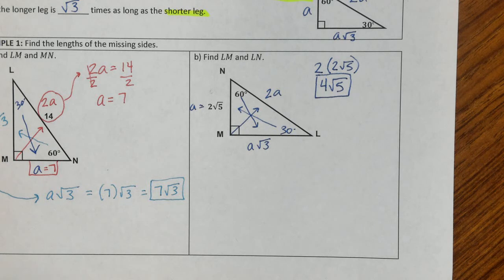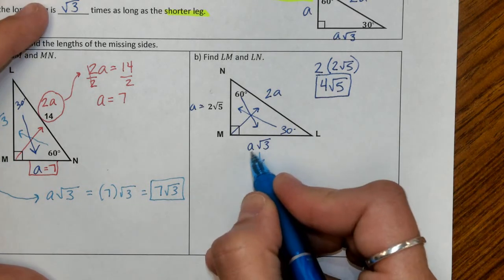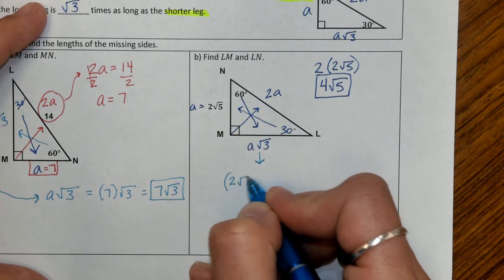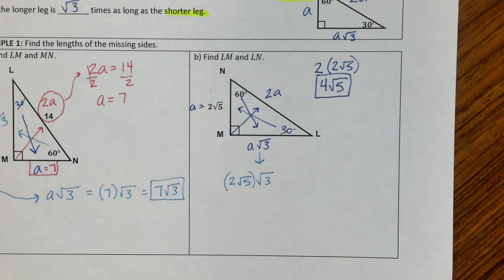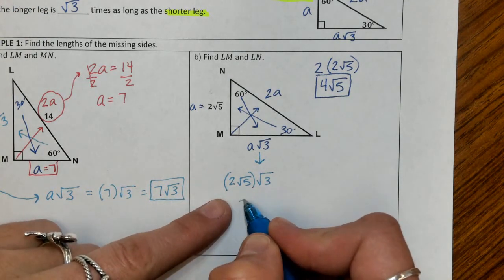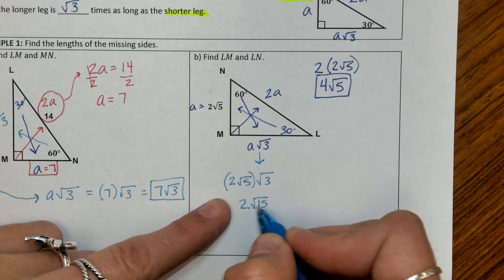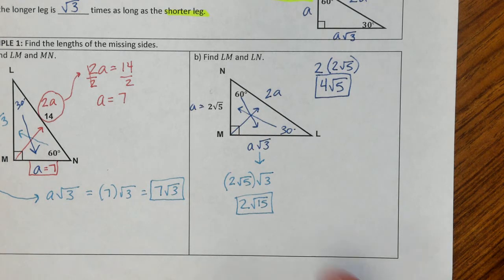Now to find your A square root of 3, let's take a look at this guy. Again, we're going to substitute in 2 square root of 5 for A. So here's your 2 square root of 5 times the square root of 3. Well, all we have to do here is don't have anything to do with the 2. Then the square root of 5 times the square root of 3 will give you the square root of 15. That's all you have to do on that one. Okay?